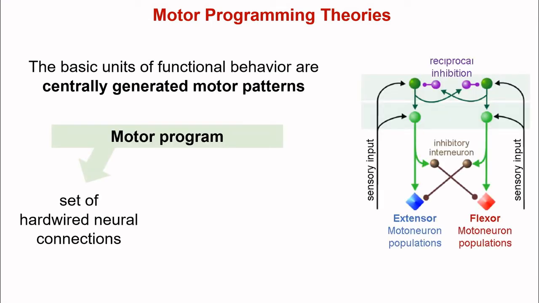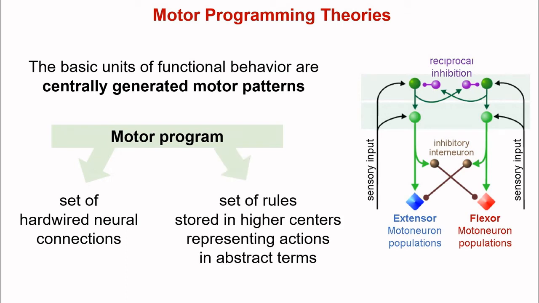A motor program could be a set of neural connections that are hardwired. One of the simplest examples of this is shown on the right. This is a very simple, hardwired organization of cells that is able to produce rhythmic patterns. Very simple rhythmic pattern generating networks like this one have been shown to be a key part of the functional organization of animal locomotion.